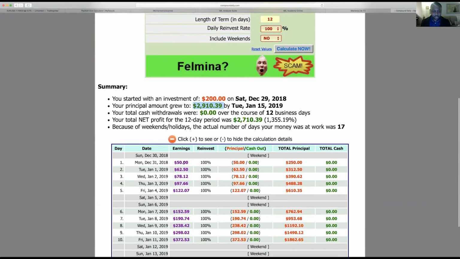That first month, 50 bucks. The next month, 62 bucks. Because what are we doing? We're reinvesting our money. We're letting our money work for itself. So instead of making 25% of $200, I'm making 25% now of $250, now of $312, now of $390.